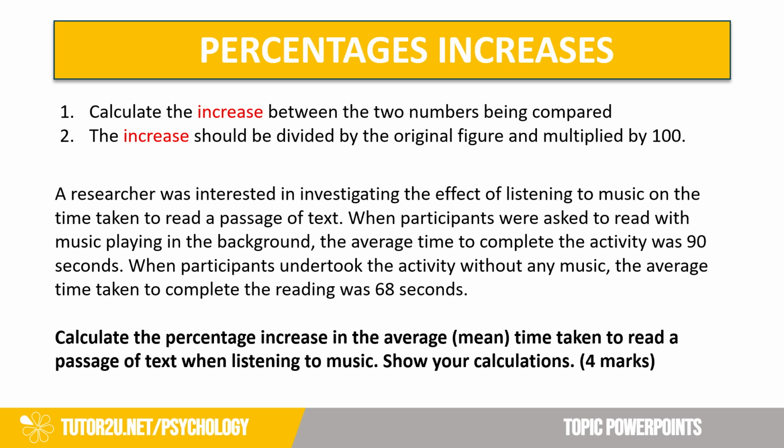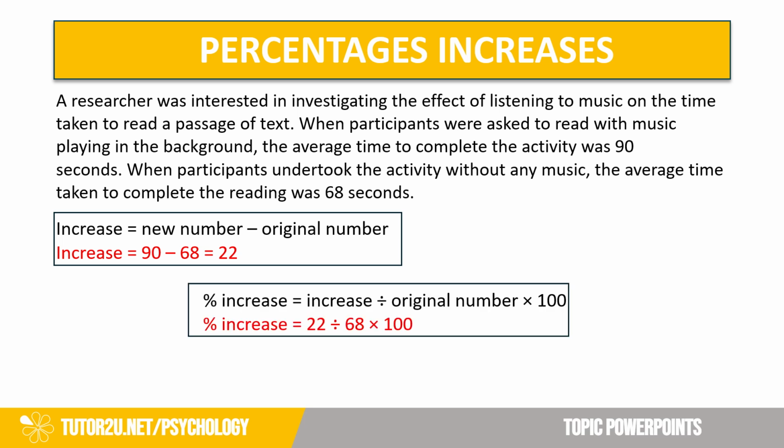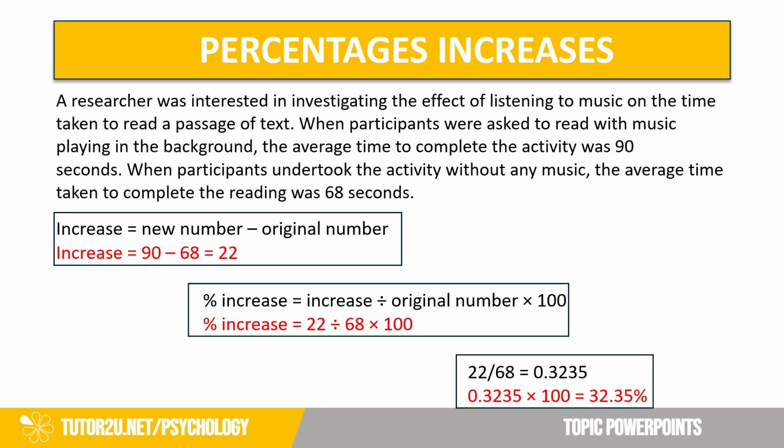Show your calculations. So as we said, first we calculate the increase and we have 22 here. So we do 90 take away 68. And then we take that increase and we divide it by the original number and times it by 100. So we should have 22 divided by 68 times 100, and our answer therefore will be 32.35%.